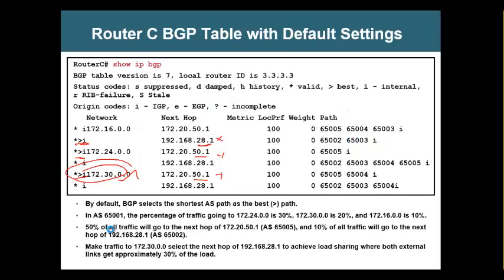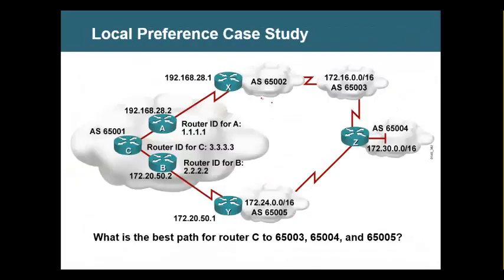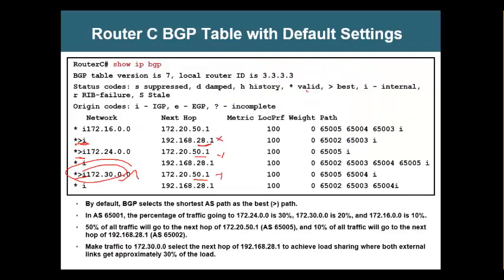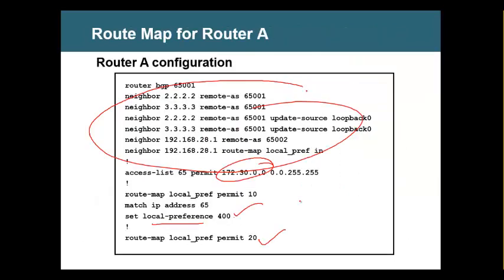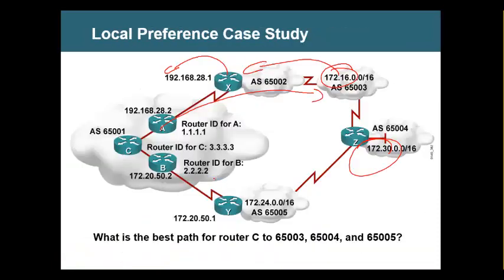So the reason why we wrote this second line is that there are other networks X is advertising. X is not only advertising 172.30, it is also advertising 172.16. For the 16, we do not want 400 to be added. It is already going via this way. So that will be allowed because of this configuration. If you fail to configure this, 172.16 will not be learned on A from X.